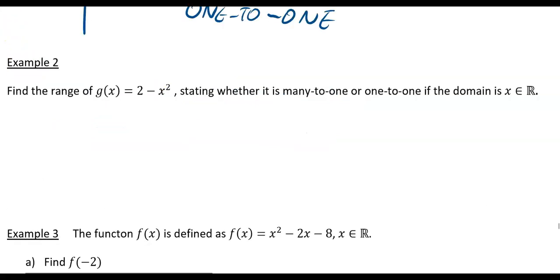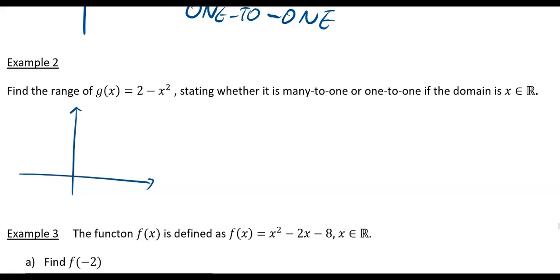Okay, this example says find the range of g of x, which is equal to 2 minus x squared, stating whether it is a many to 1 or 1 to 1 function if the domain is x belonging to the reals. So all reals basically is where it starts. Okay, first thing, just do a sketch of this would be the best way of doing it.